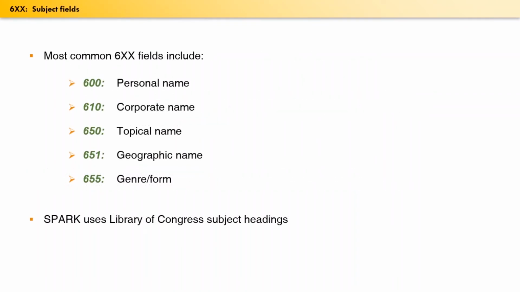The 600 fields are all used to record subject information. There are a lot of these, and I don't think that we need to go into the detail here about how to properly catalog all of them. Just one comment. For the sake of consistency, Spark uses Library of Congress subject headings. There are other standards out there. Sears subject headings, that's one, and there are others that have to do with medical terms and with terms in foreign languages. But when given a choice, you should always go towards records that have LOC headings.